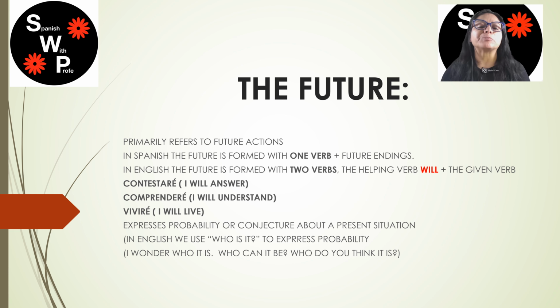The future expresses probability or conjecture about a present situation. In English, we use "who is it" to express probability. For example, I wonder who it is. Who can it be? Who do you think it is?